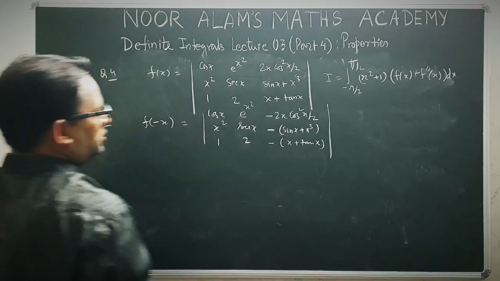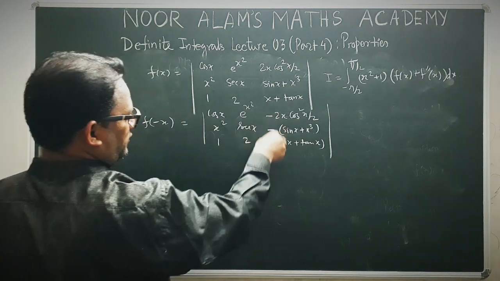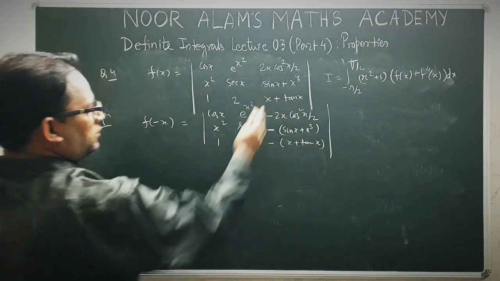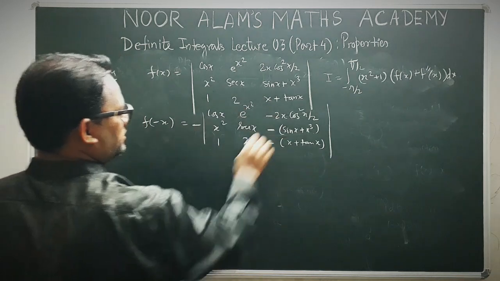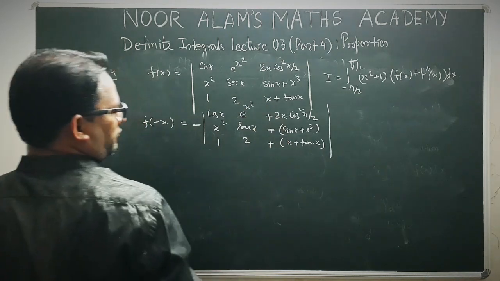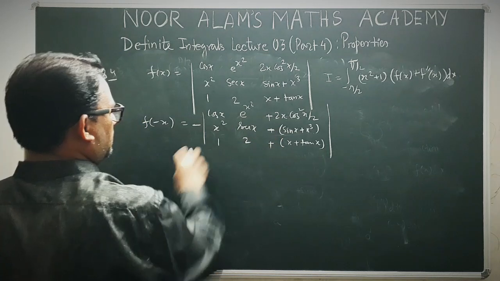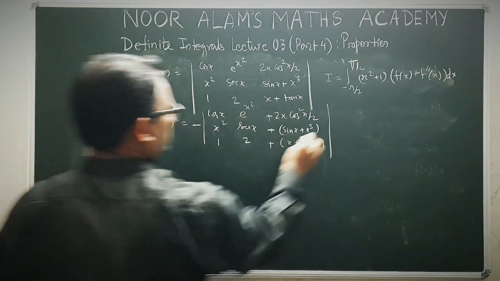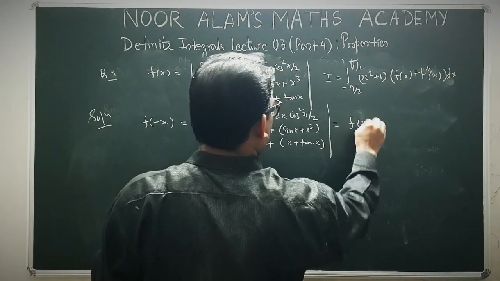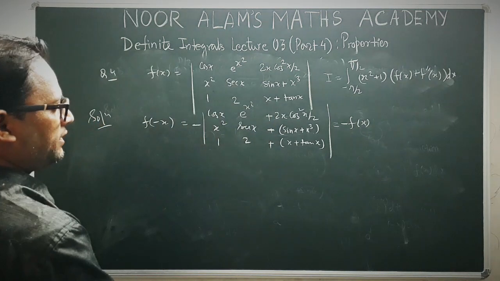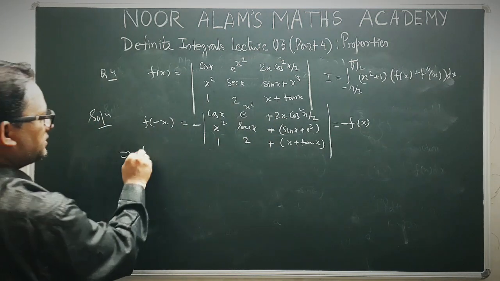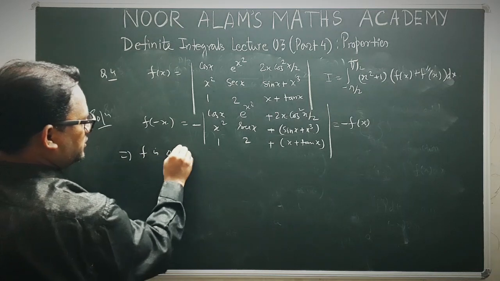Now from the determinant, you can take a minus 1 out from any one column or any row. So from the third column I am taking the minus 1 outside, so it becomes positive. Now this function is the same as f of x, so what we observe is that this is minus f of x. Therefore f of minus x gives minus of f of x.